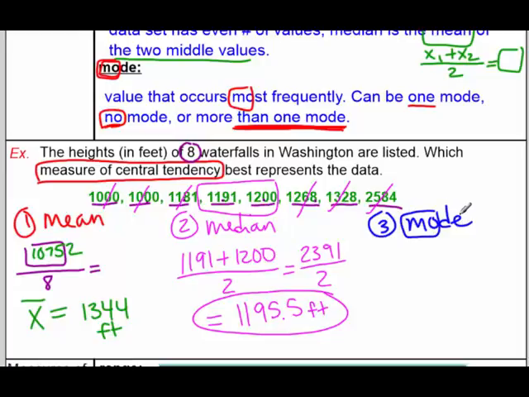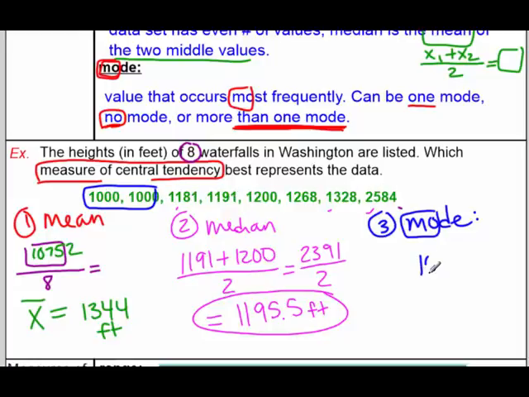And then last measure of central tendency, that would be your mode. Remember, most. Which number appears the most? Well, if you look at this data here, after I erase some of this, any of these numbers appear more than one time? Well, if you look here, 1,000 appears 2 times, and no other number appears more than 2 times here. So our mode in this case would be 1,000 feet.